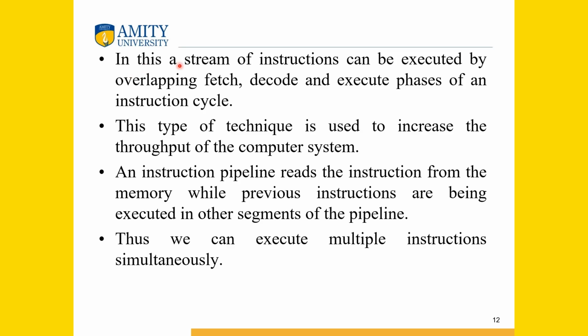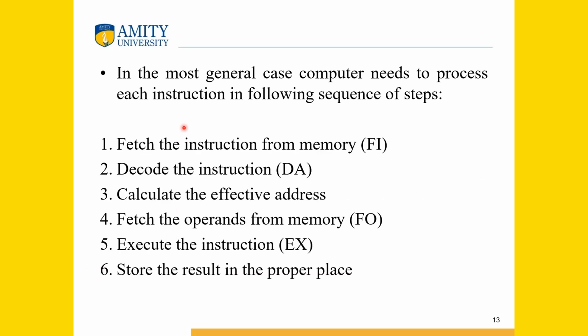Here it is. So in this, a stream of instructions can be executed by overlapping fetch, decode and execute phases of an instruction cycle. This is used to increase the throughput of the computer system. Basically it increases the output and the efficiency of the computer system by performing multiple instructions in parallel. An instruction pipeline reads the instruction from memory while previous instructions are being executed in other segments of the pipeline. Thus multiple instructions can be executed simultaneously.